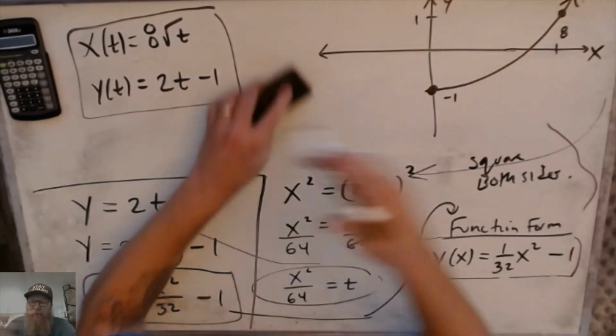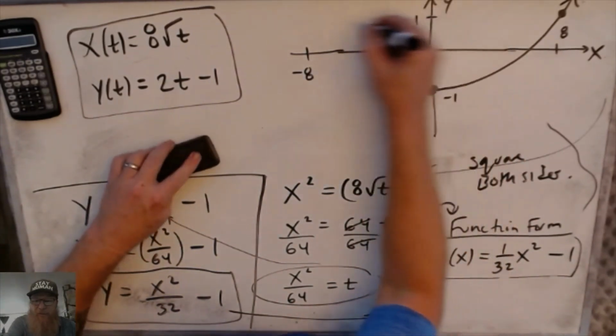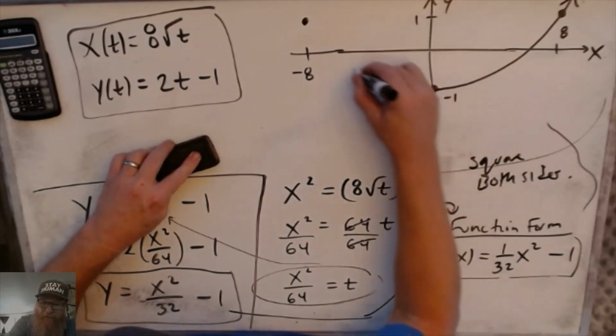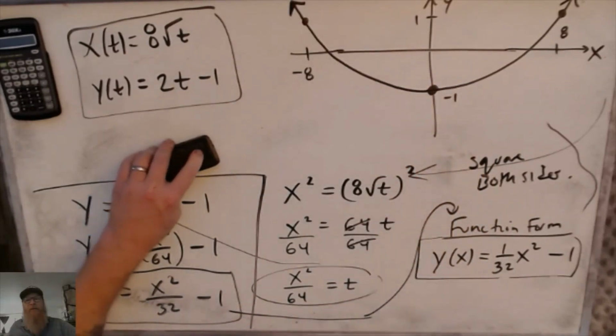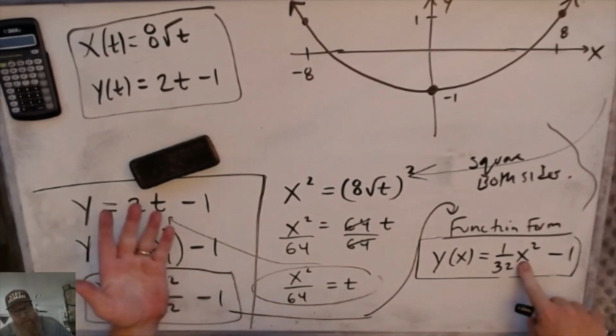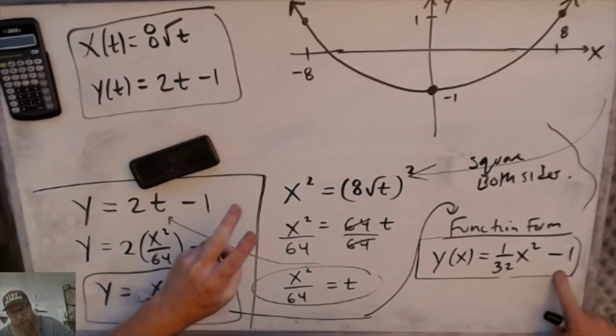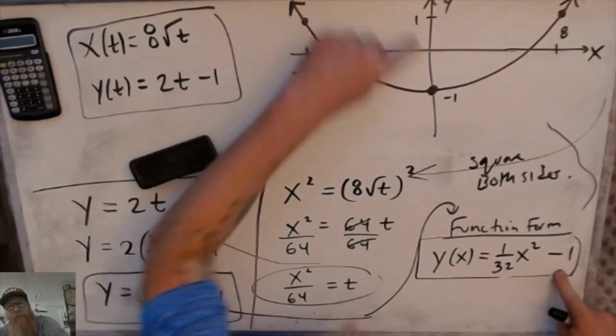It is a parabola, so that means if you come over here to -8, it should still be equal to 1. Right. Again, I don't have to show that. -8 squared is 64. 64 divided by 32 is 2. And then 2 minus 1 is 1. So this y value is 1.